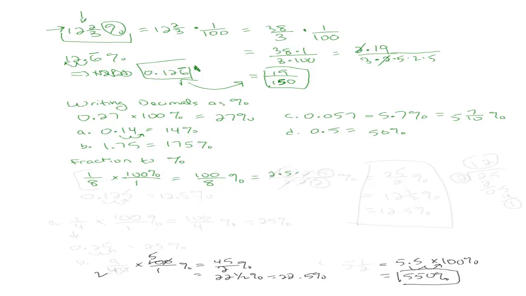We can do it the long way. 100 breaks up into 10 times 10. 8 breaks up into 2, 2, and 2. And I can cancel out 2's, and I am left with 25 over 2%.